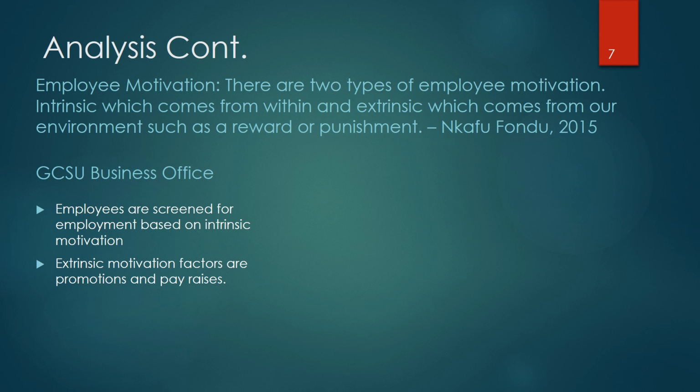The third aspect of organizational culture we will assess is employee motivation. There are two types of employee motivation: intrinsic and extrinsic. Intrinsic motivation comes from within a person, such as stubbornness or pride, while extrinsic motivation comes from our environment, such as reward or punishment. At the GCSU business office, employees are screened for employment based on intrinsic motivation. This is to ensure that employees are self-motivated to do their job to the best of their ability, despite what rewards are waiting for them at the end of the day.